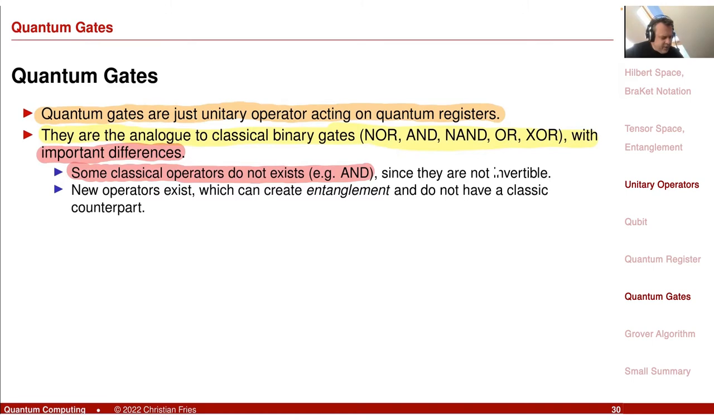So a unitary operator is invertible. So somehow we have to construct the gates in a way that they are invertible. We will see later that you can always achieve this by adding more dimensions. It's already a nice thing that illustrates the difference to classical computers. You may need more memory to ensure that things are invertible. But also new operators exist which can create entanglement. And they do not have a classical counterpart, because we have these probabilities of being in different states.